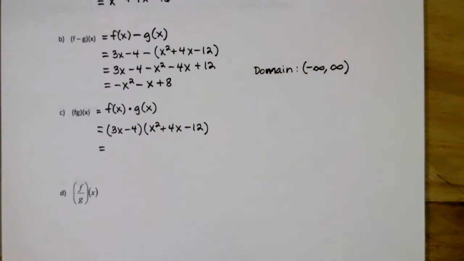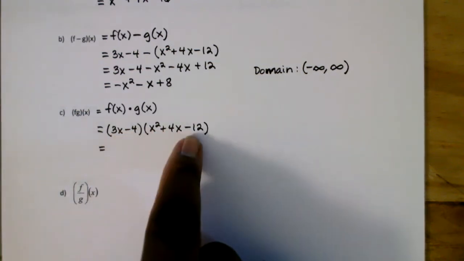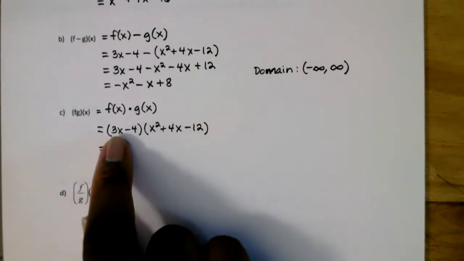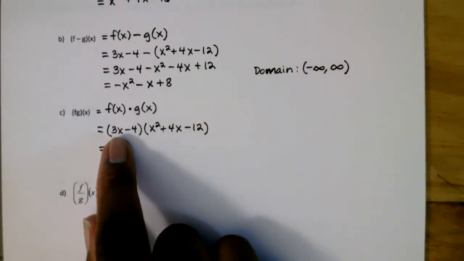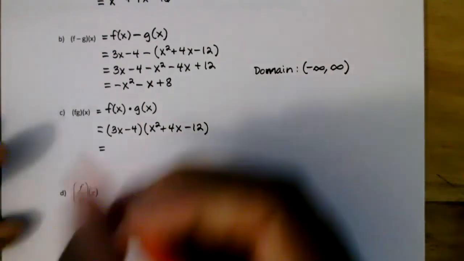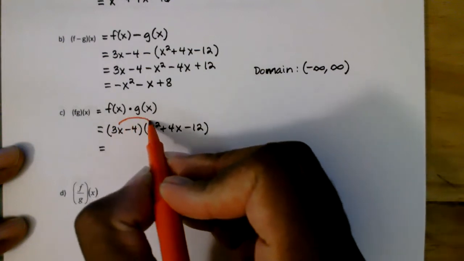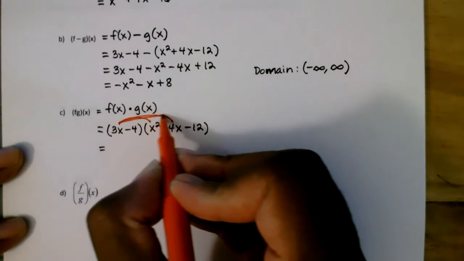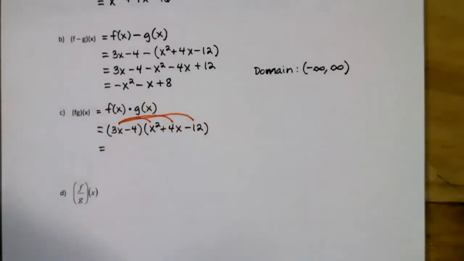All right, the way I'm going to do this, I have a binomial multiplied by a trinomial. That means I need to take the first term of this binomial multiplied by each and every term of the second. So I got to do 3x times x squared, then 3x times 4x, and 3x times minus 12.